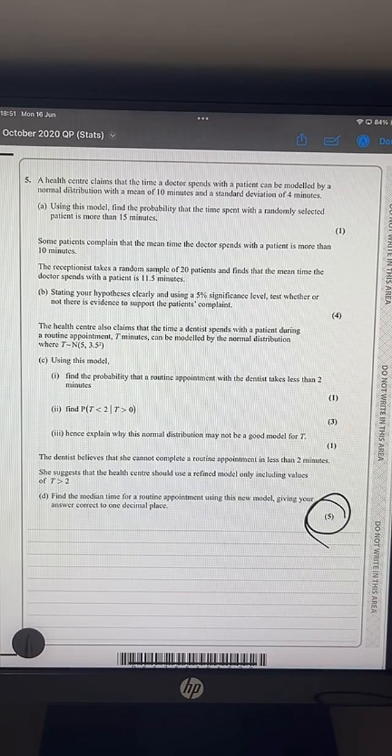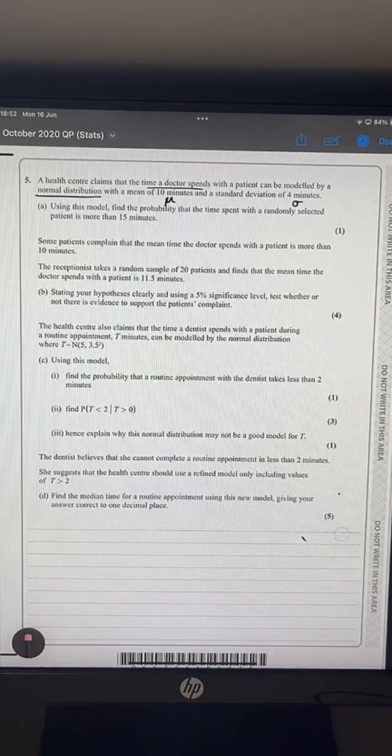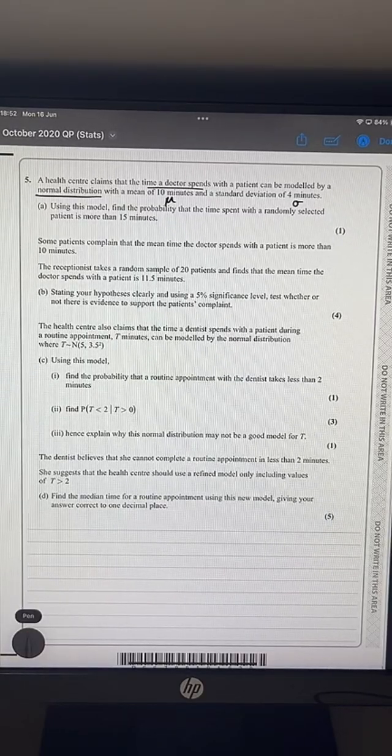So, a health center claims that the time a doctor spends with a patient can be modeled by a normal distribution with a mean of 10 minutes and a standard deviation of 4 minutes. Using this model, find the probability that the time spent with a randomly selected patient is more than 15 minutes. Okay, this is a nice start. So part A, it is just 1 mark.